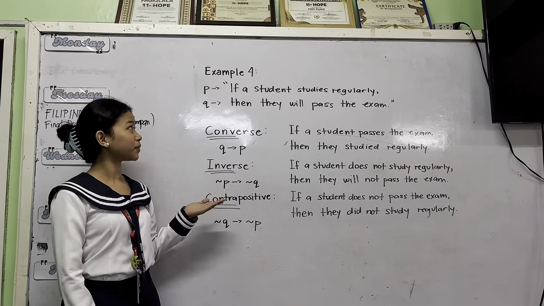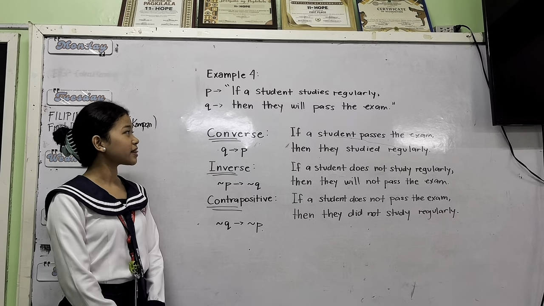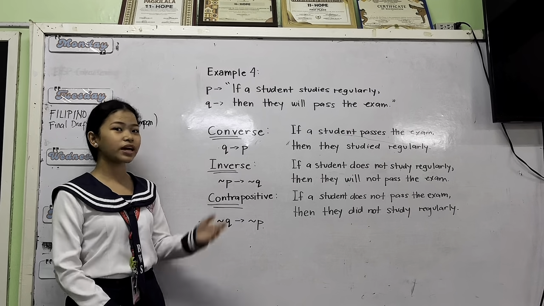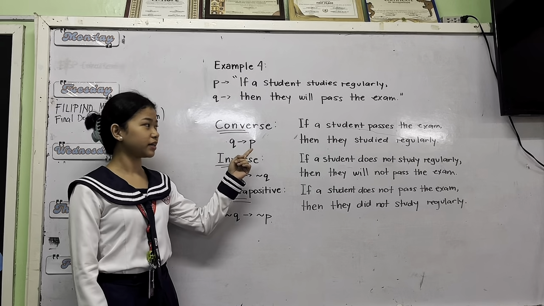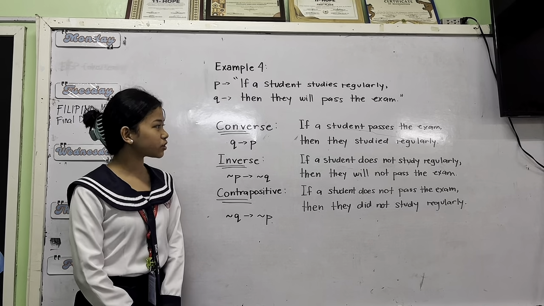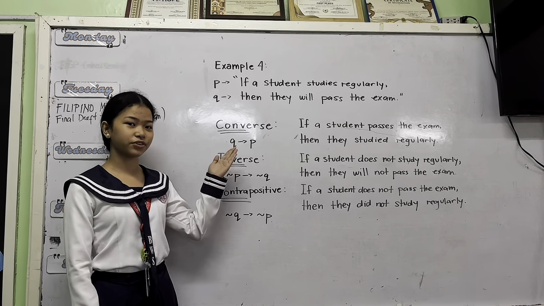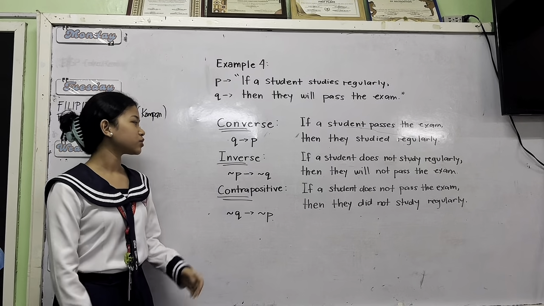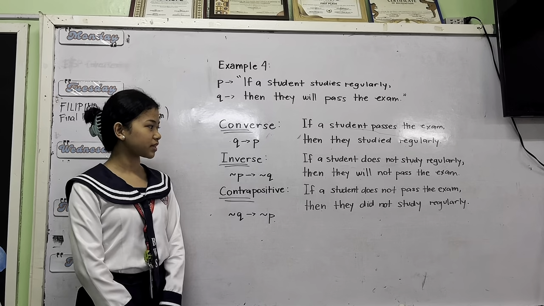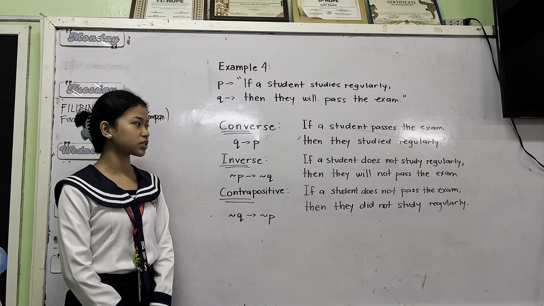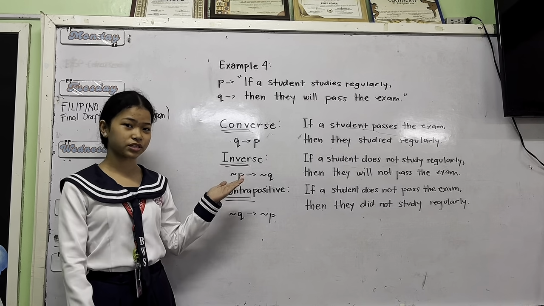Let's have another example. Our conditional statement is: if a student studies regularly, then they will pass the exam. That is our conditional statement. Our converse, where Q implies P: if a student passes the exam, then they study regularly. That is our converse statement. Now let's proceed to the inverse, where not P implies not Q. Our statement is: if a student does not study regularly, then they will not pass the exam. That is our inverse statement.